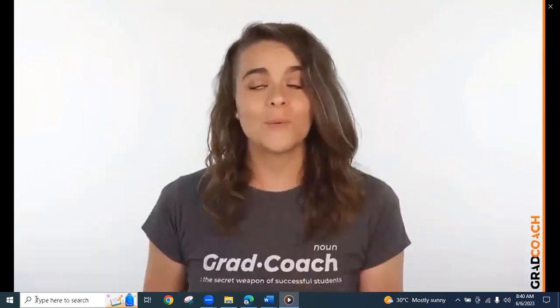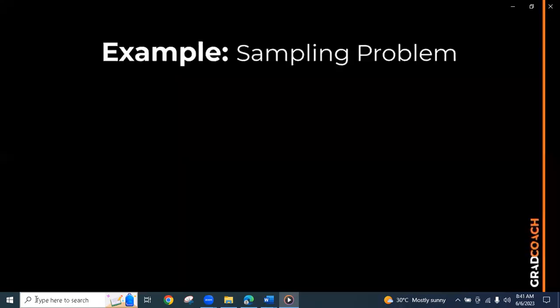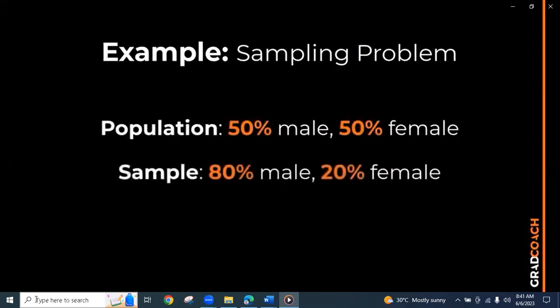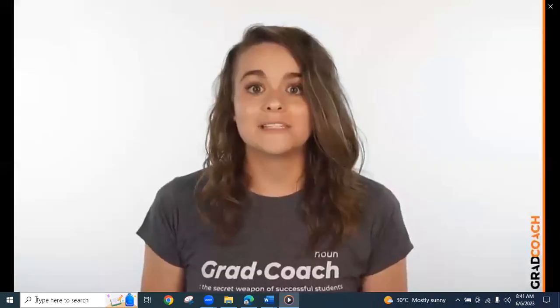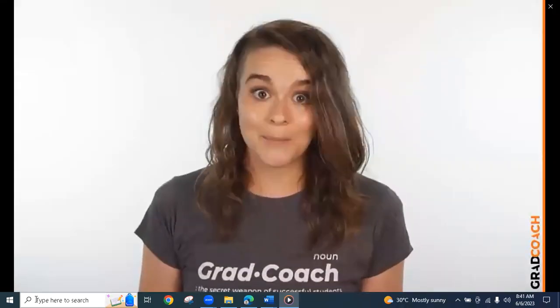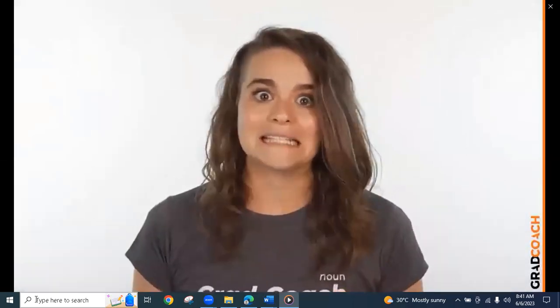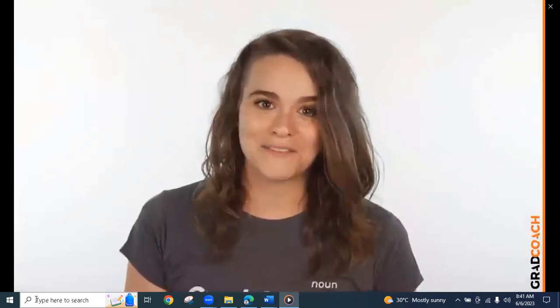useful. For example, if your population of interest is a mix of 50% male and 50% female, but your sample is 80% male, you can't make inferences about the population based on your sample since it's not representative. This area of statistics is called sampling, but we won't go down that rabbit hole here. It's a deep one. We'll save that for another video.